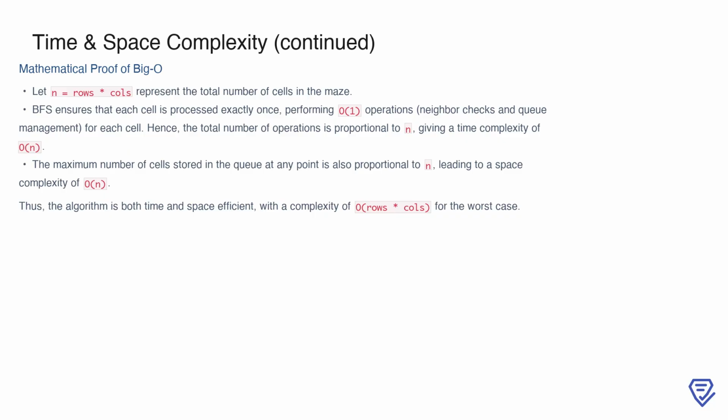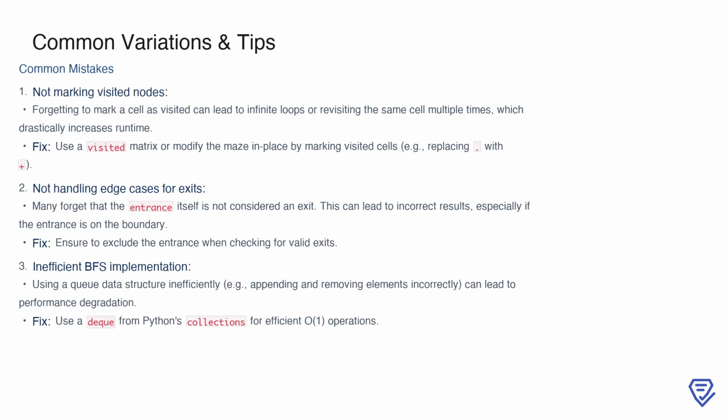These calculations demonstrate that the algorithm is both time and space efficient, making it well suited for large mazes. When solving this problem, there are a few common mistakes to avoid. First, forgetting to mark nodes as visited can create major issues. Without marking cells, you might revisit the same cell multiple times or even get stuck in an infinite loop. To fix this, you can either use a separate visited matrix or modify the maze itself by marking visited cells, such as replacing a dot with a plus.